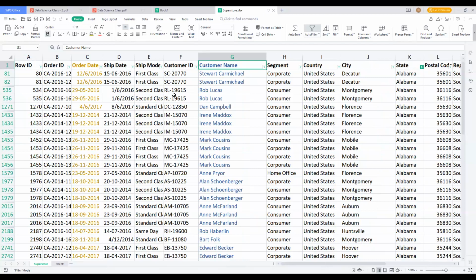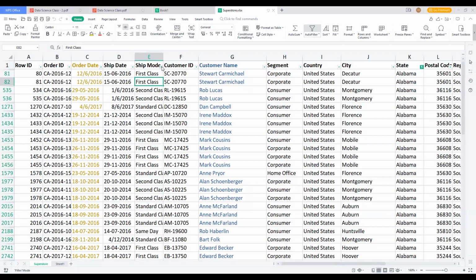Considering here, these are the ship modes, which are categories: first class, same day, second class, standard class, the shipping methods. When you order something on Flipkart or another e-commerce site, you receive tracking: your product is dispatched, it is shipping from one place to another, it is ready to deliver, and it is delivered. Some kind of status is maintained, and that is the ship mode.